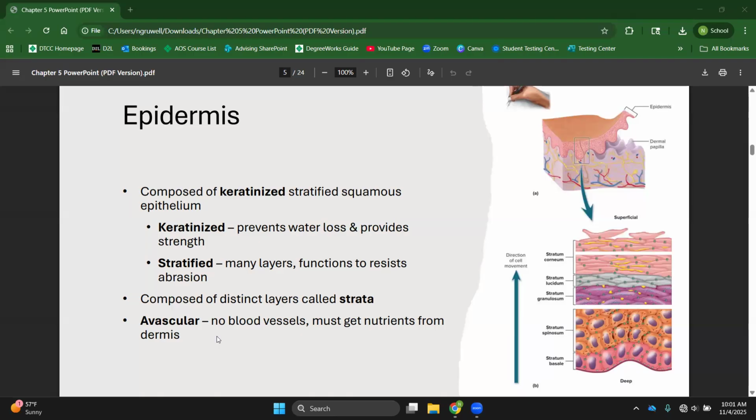This word avascular means that we do not have a blood supply. So there's no blood vessels that penetrate into the epidermis. You see, we said the nerves and the vessels are down here in the dermal layer. And so our epidermis is going to rely on the dermis for all of its nutrients.